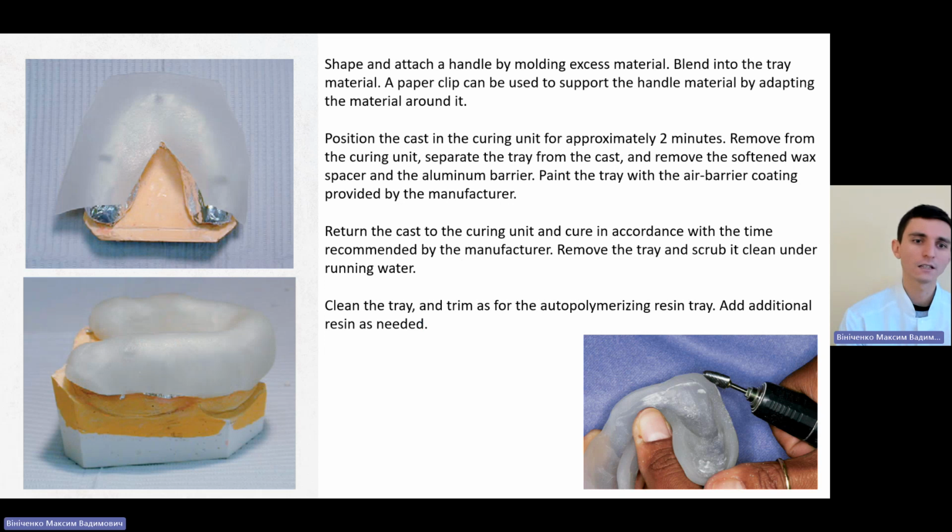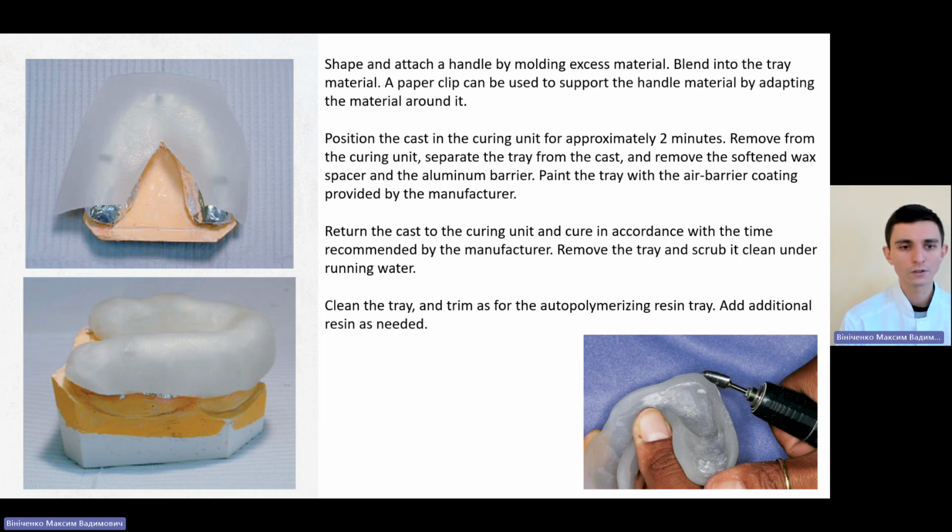Shape and attach a handle by molding excess material. Blend it into the tray material. A paper clip can be used to support the handle material by wrapping the material around it. Position the cast in the curing unit for approximately 2 minutes.